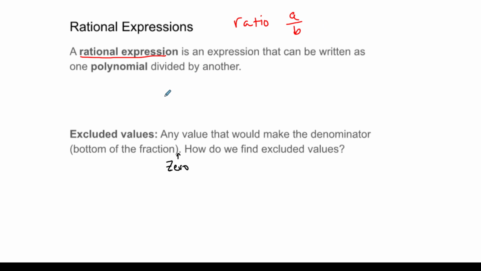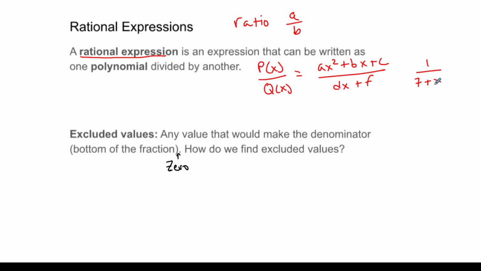So really, we're just taking two polynomial expressions. I can think of that as p of x and q of x, where both are polynomials, and we're dividing them by each other. For example, we have ax squared plus bx plus c over something else, I don't know, dx plus f. Could be as silly as that, or it could be something as simple as 1 over 7 plus x. Really anything where you have one polynomial divided by another.